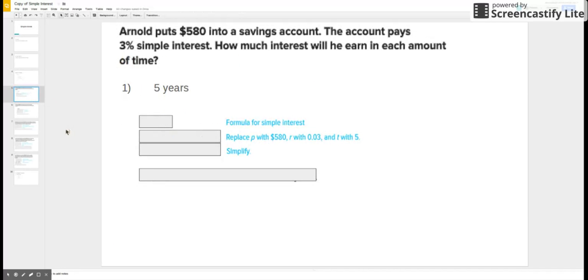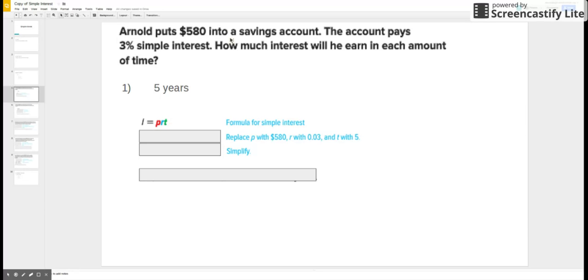So here's our first example. Arnold puts $580 into a savings account. The account pays 3% simple interest. How much interest will he earn in each amount of time? So this is for 5 years to begin with. If he puts it in for 5 years, we're going to start off using the simple interest formula, which is interest equals principal times rate times time.